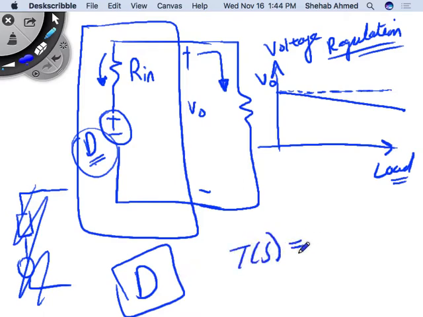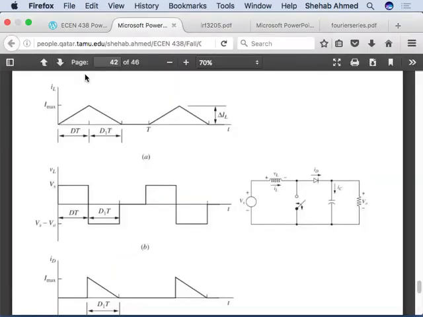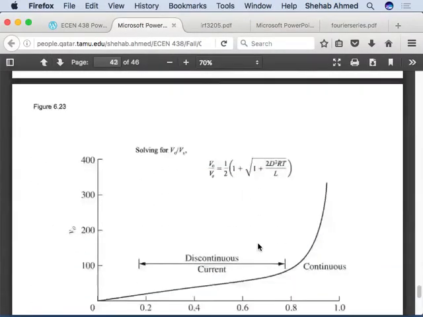What is the transfer function? Output over input. It's the transfer. Here the output over D. How do you make this circuit look like something that you can come up with a transfer function for? Can you do that with a circuit with a switch? No, you cannot. So that's where this switch model will not work for what we are trying to achieve.